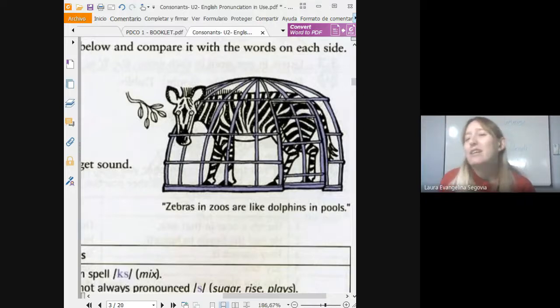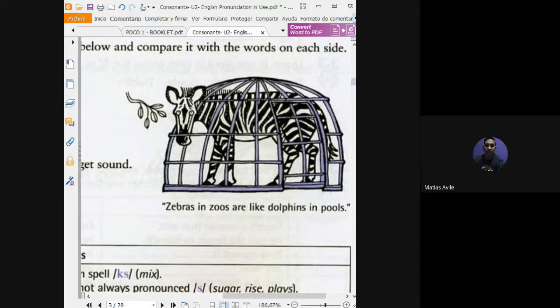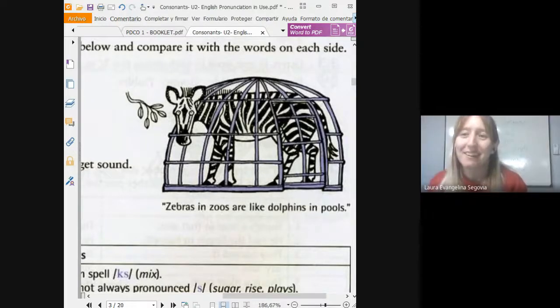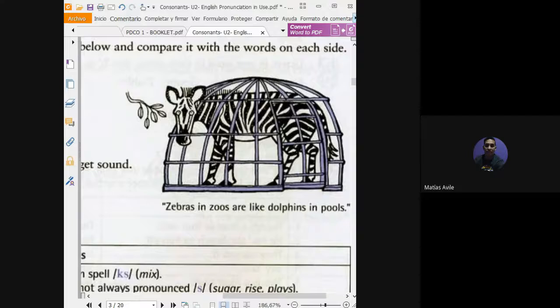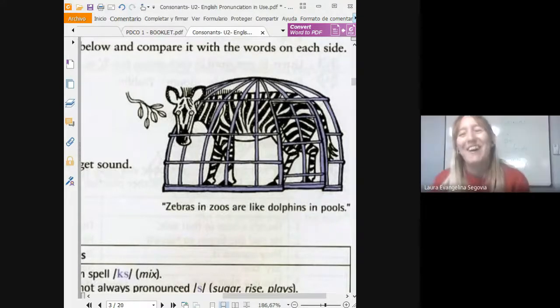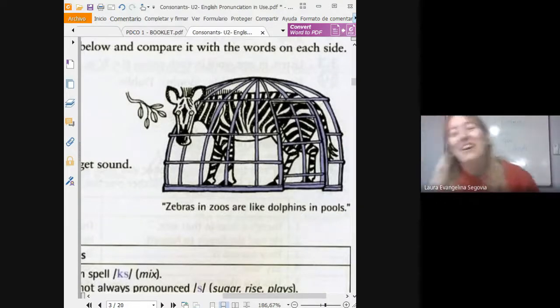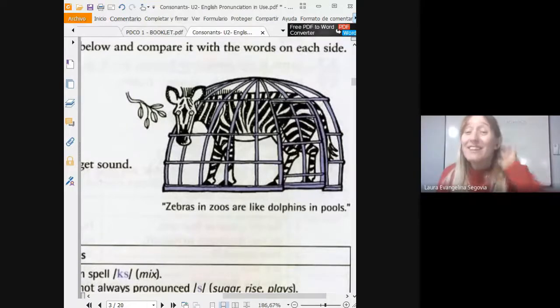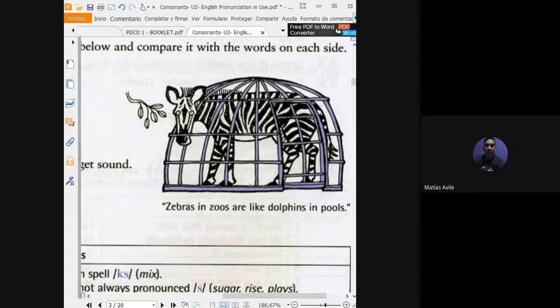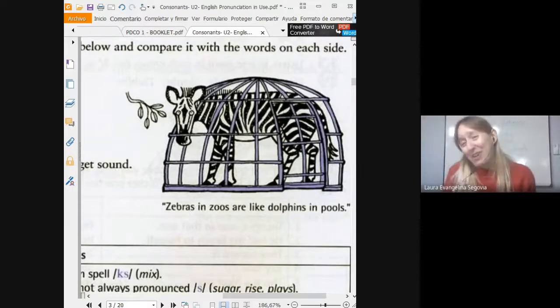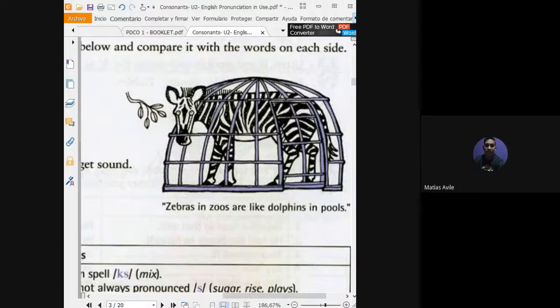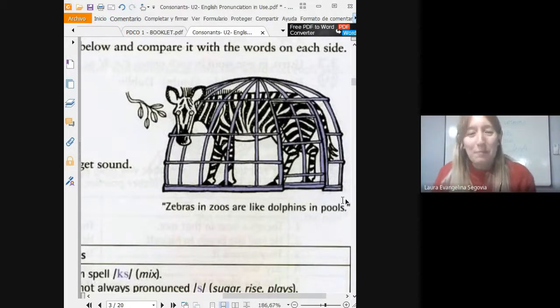Okay, say it faster. Let's see what you can do if you pronounce it faster. Zebras in zoos are like dolphins in pools. Faster. Zebras in zoos are like dolphins in pools. Okay, good. Thank you. He practiced. He cheated. He had time to practice. Of course, you have to practice. Okay, good. Ellie, come on.